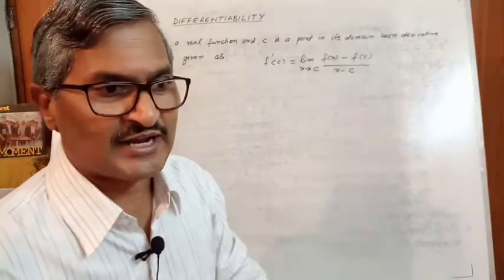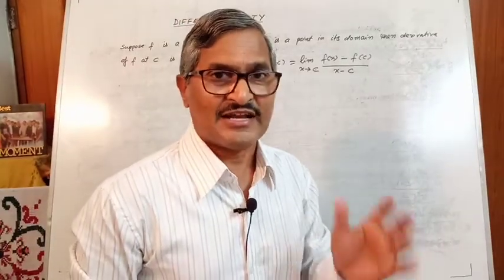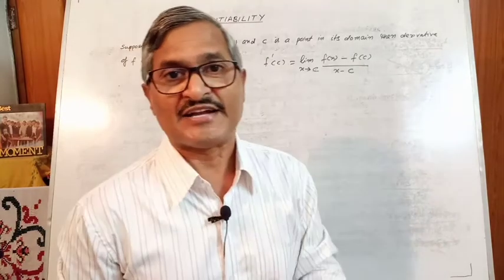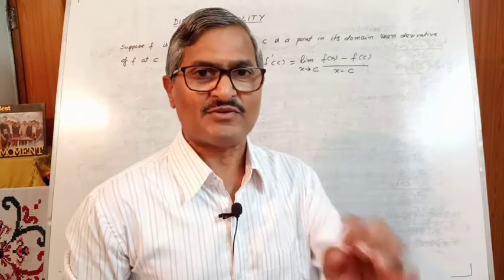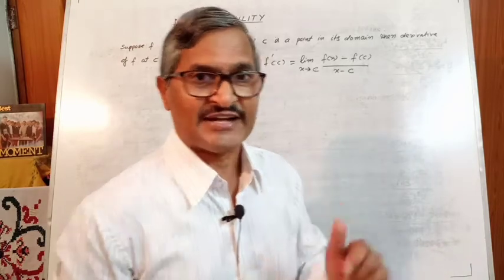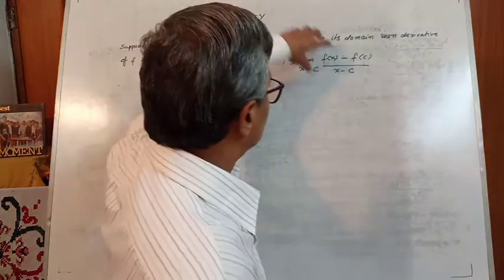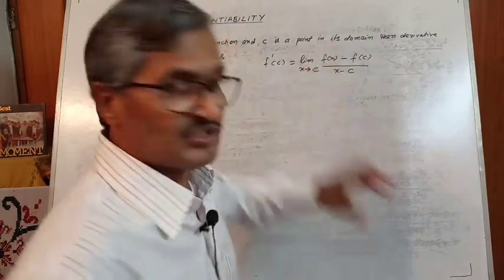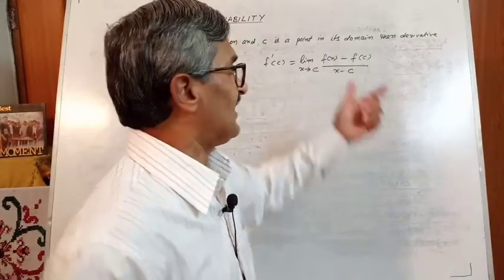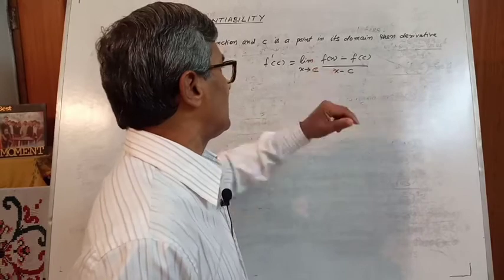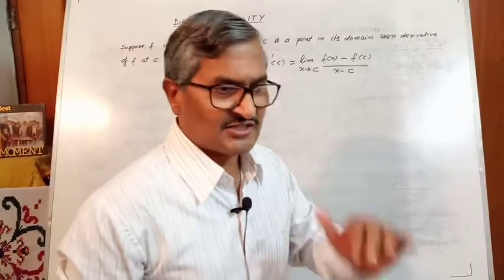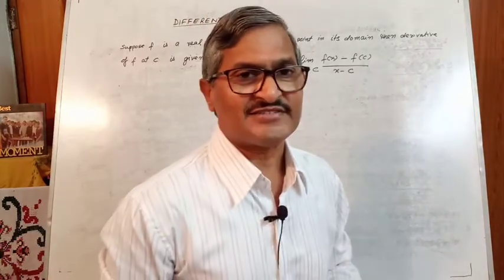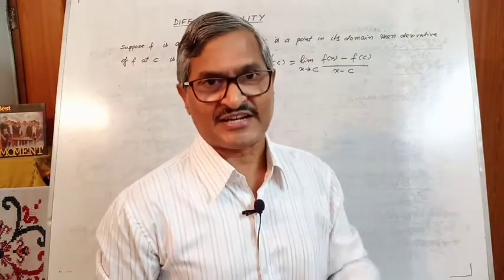And you know that limit exists means left hand limit equal to right hand limit. And that will be the limit of the function at any point. So this limiting value should exist. It means left hand limit and right hand limit at c must exist. These limits are known as left hand derivative and right hand derivative.